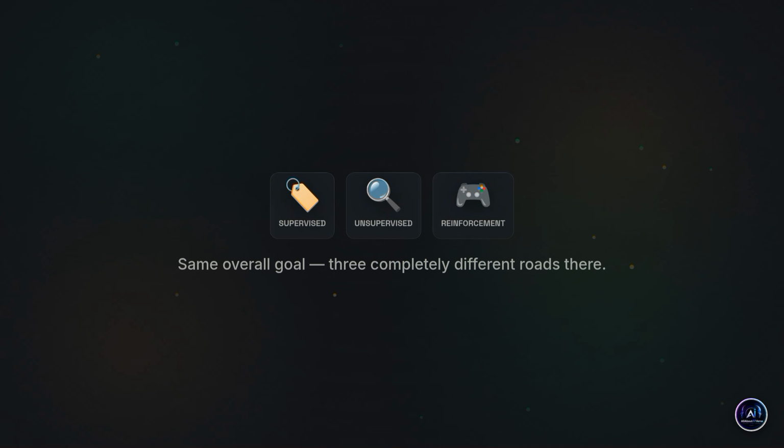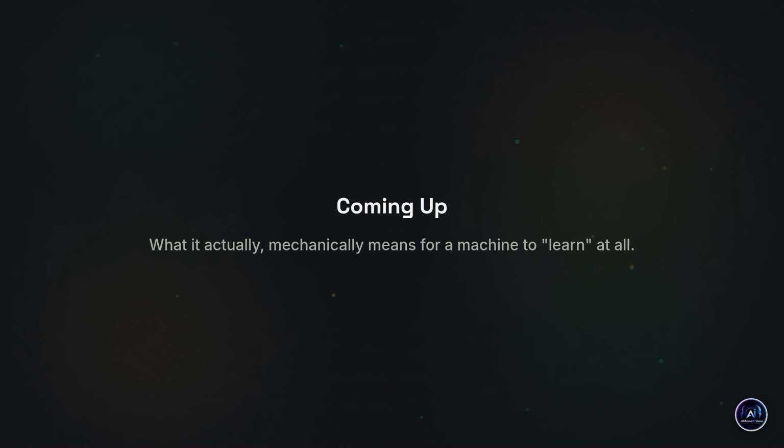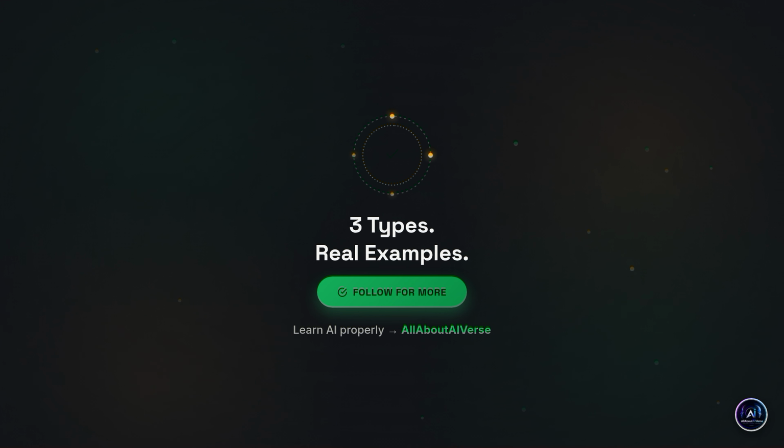Coming up next in this series, what it actually mechanically means for a machine to learn at all. The real loop underneath every one of these three approaches. Three types of machine learning, with real examples for every single one.